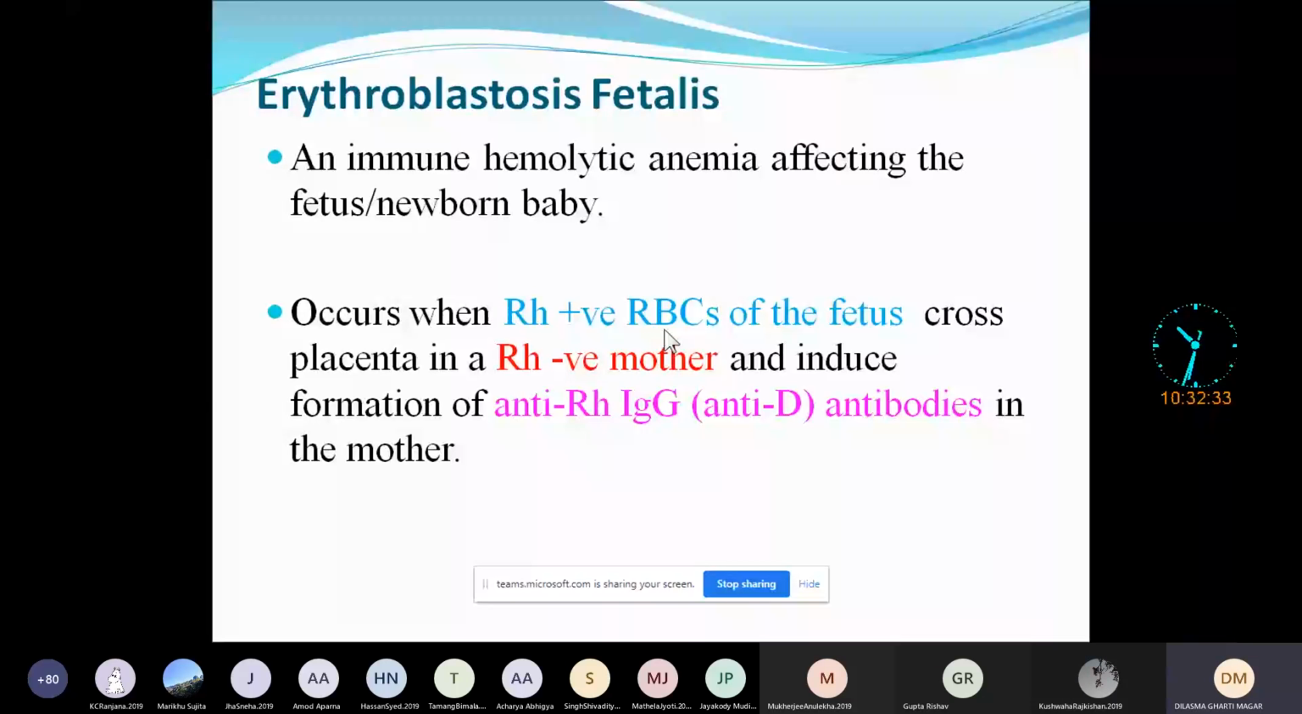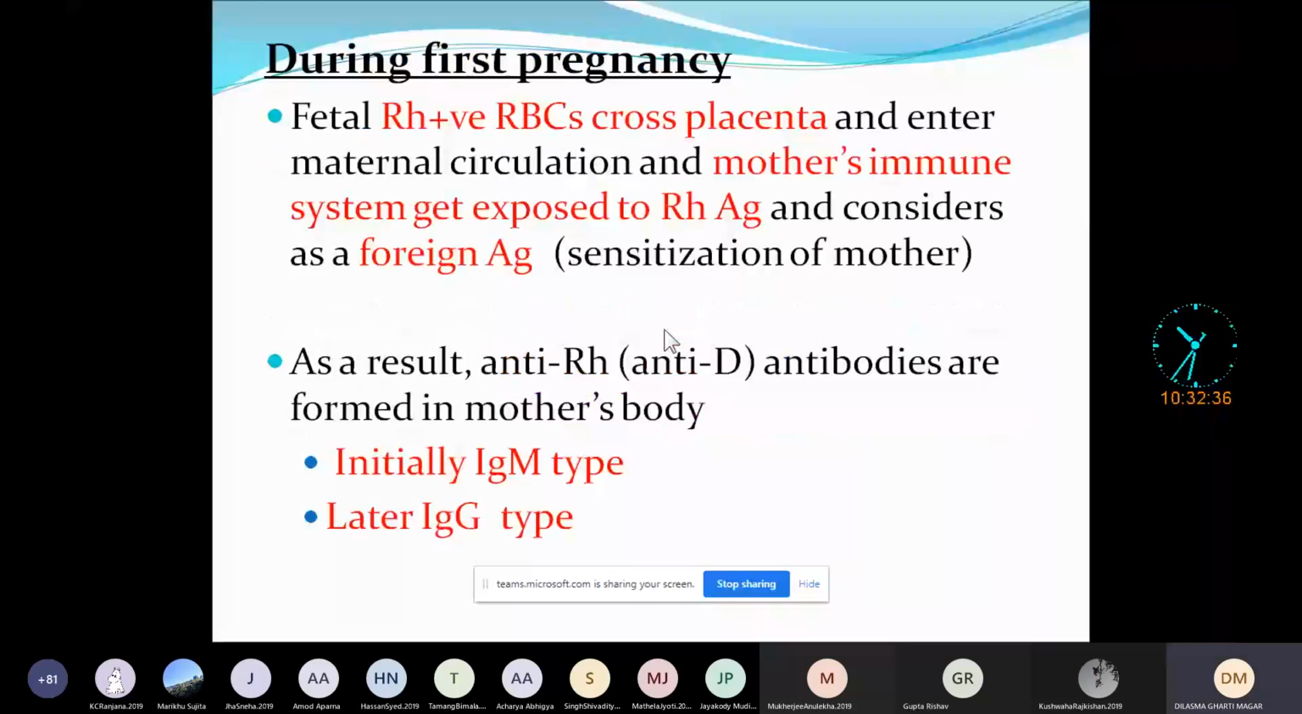Now you see here, during the first pregnancy, the fetus, isn't it so? For this erythroblastosis fetalis, the mother has to be negative, and the fetus has to be positive. It means the father should be positive, isn't it so? Now here the fetal Rh positive RBCs cross the placenta and enter the maternal circulation, and then the mother's immune system gets exposed to the Rh antigen or the D antigen. This D antigen is considered a foreign antigen, so it will lead to the sensitization of the mother. Understood here? So the fetus has to be positive, isn't it so?